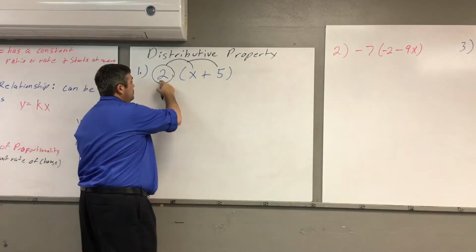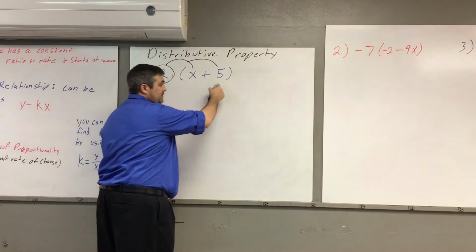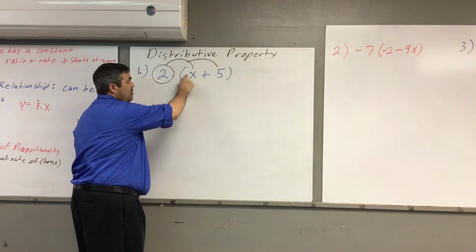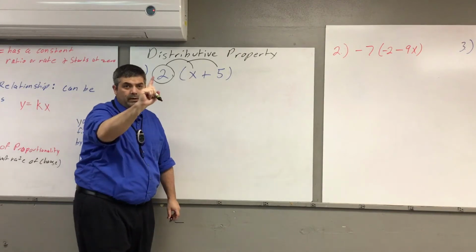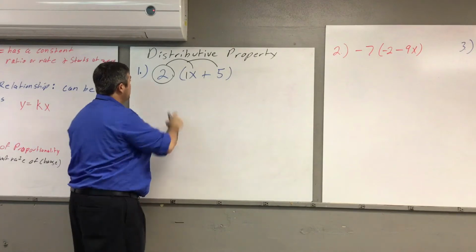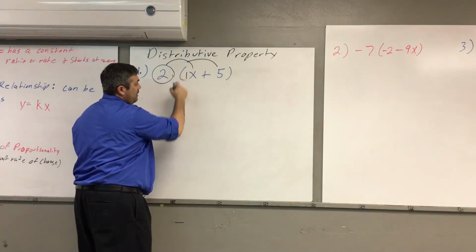We're going to multiply 2 times x and 2 times 5. Well, in front of this x right here, if there's nothing there, there's no coefficient there, it's always 1. So I'm going to put a 1 right there. Okay? So what I'm doing is really multiplying 2 times this 1.